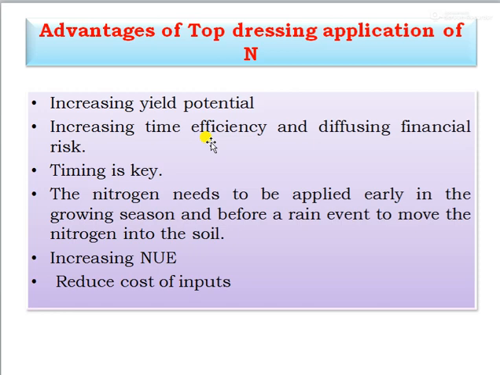Then timing is key. Timing means matching the demand of a specific nutrient, especially nitrogen, by the crop, so you have to apply nitrogen in splits. It will be matched with the demand, and hence will be helpful for crop growth and development. The nitrogen needs to be applied early in the growing season and before a rain event to move the nitrogen into the soil. Applied before rain or early in growth, the nitrogen moves easily into the soil, instead of being lost through runoff, nitrification or volatile losses.